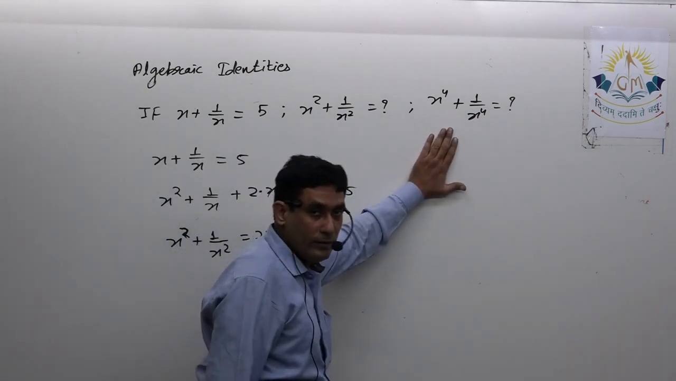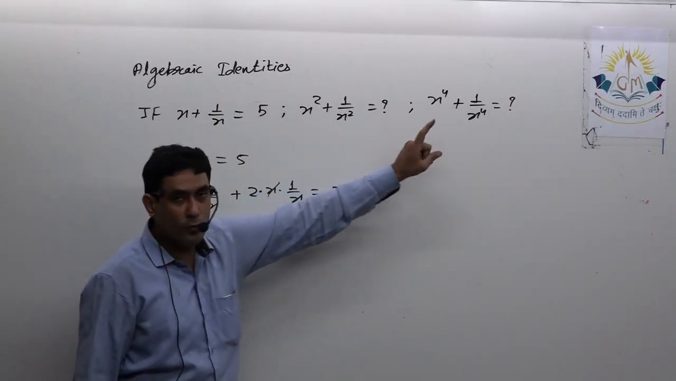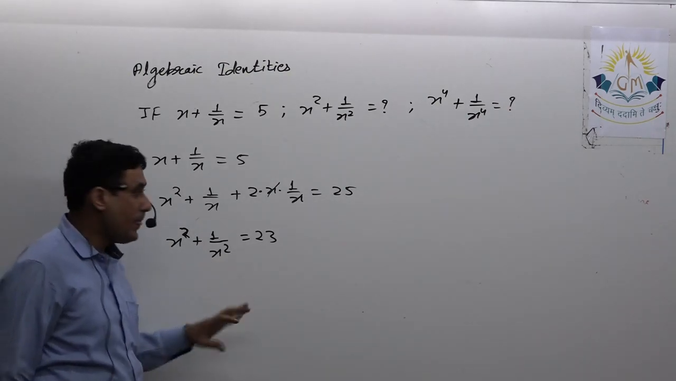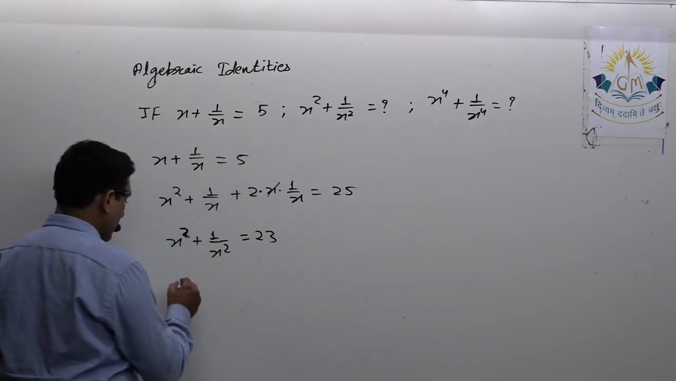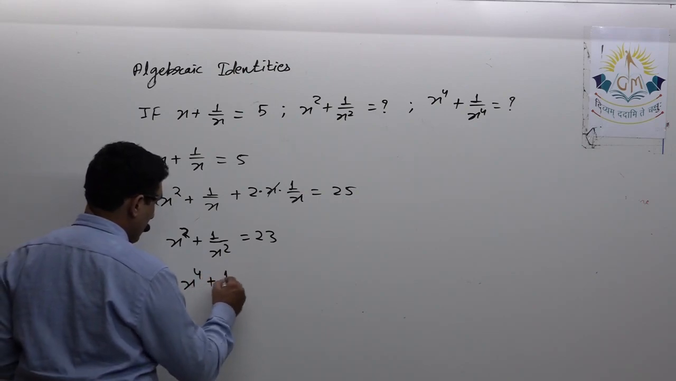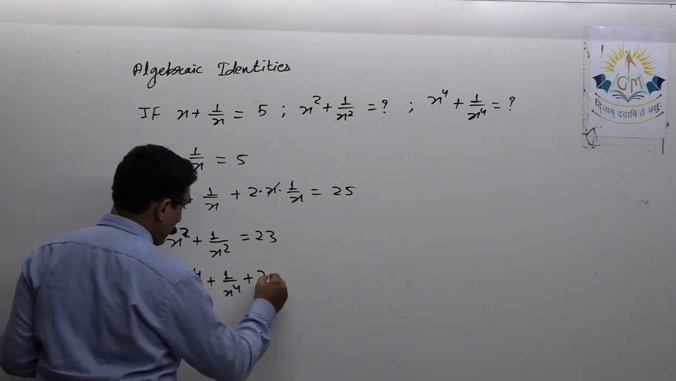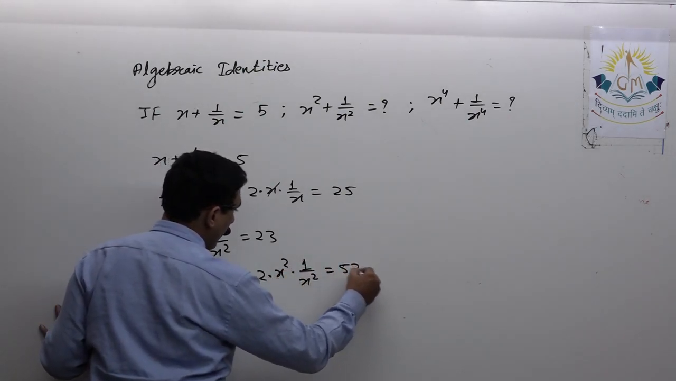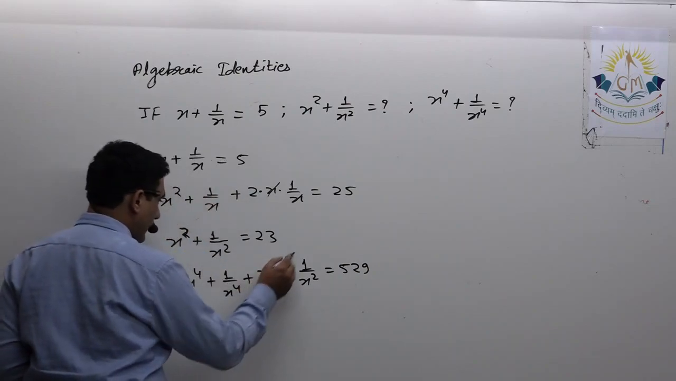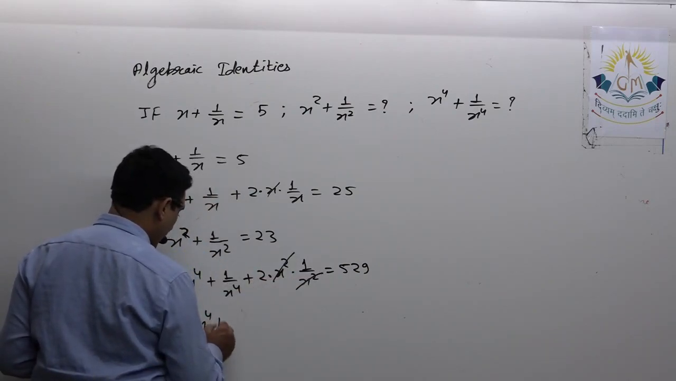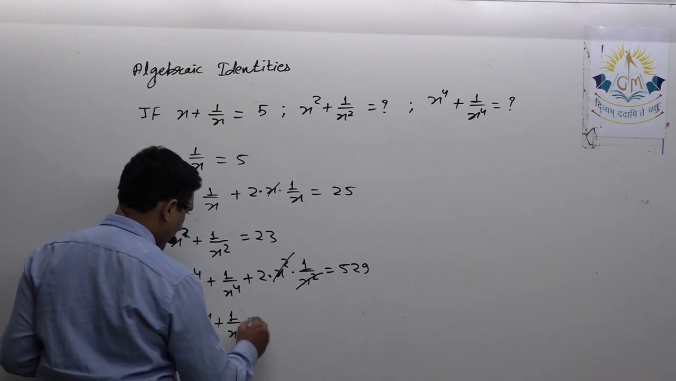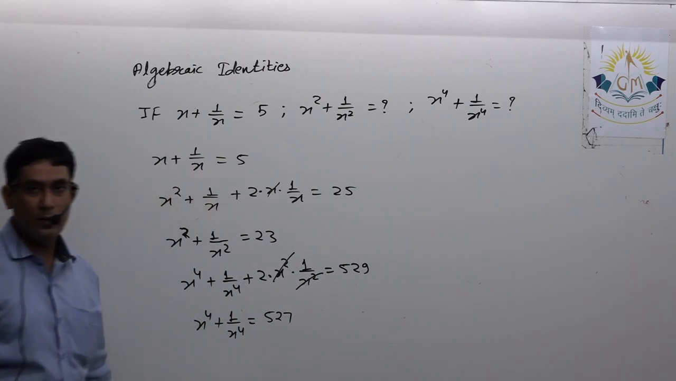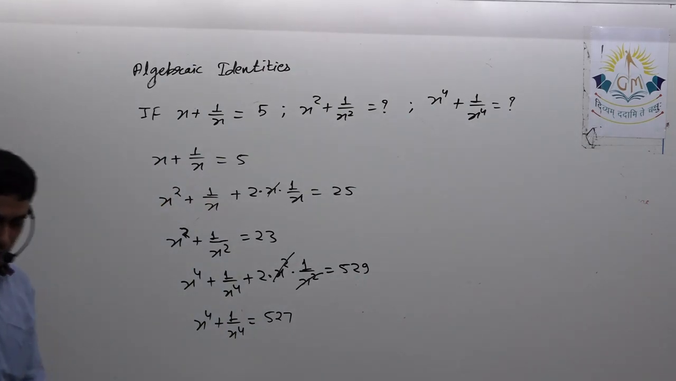Now you need to find this. Again you can see this x raised to 4 plus 1 upon x raised to 4 is the square of these two terms actually. So again I will square on both sides. So I will get a square plus b square plus 2 into a into b is equal to 529. So again I can cancel these two. So the value of x raised to 4 plus 1 upon x raised to 4 is equal to 527. So these are our answers. So note it down, then we'll see the next question.